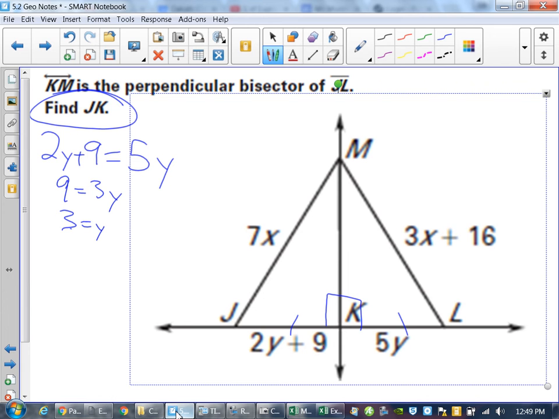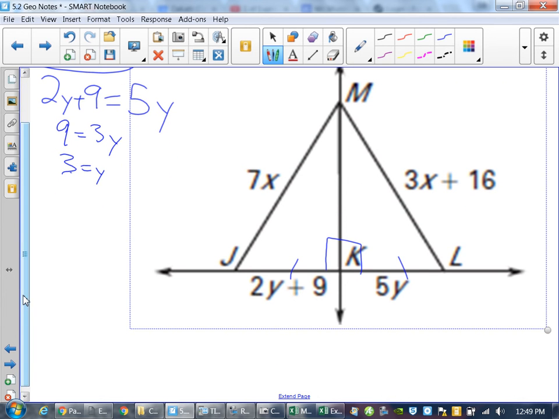Well, what do you do? Substitute in. So what is 2 times 3? 6 plus 9 is? 5 times 3 is? Does 15 equal 15? So we probably did not goof up. Shouldn't, because they have to be equal. Okay? Now to work with the other ones, to figure out what MJ and ML is. What do you do there algebraically?